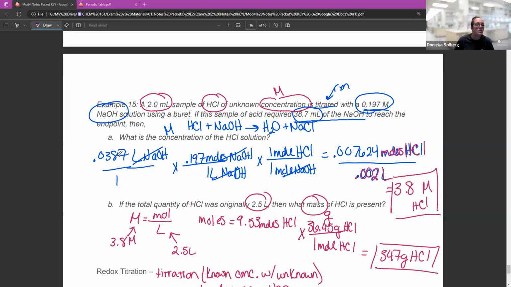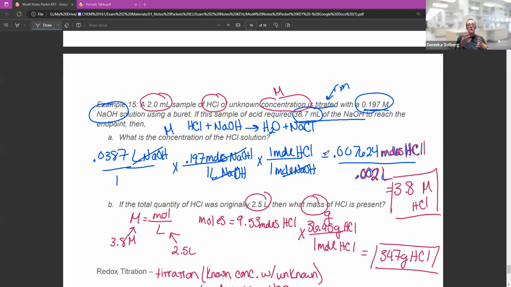So I'm starting with this. I went ahead and put it in liters, 0.0387 liters. Since I know its concentration, I can convert to moles. It's 0.197 moles per liter, that was this molarity. And it's a 1-to-1, so 1 mole of sodium hydroxide is with 1 mole of HCl. So if I calculated 0.007624 moles of sodium hydroxide, that's also how much HCl was in there. Then I can find my concentration of HCl because I know its moles and I know its liters from what I used for HCl. So 0.007624 moles over 0.002 liters gives me a molarity of 3.8 molar HCl.